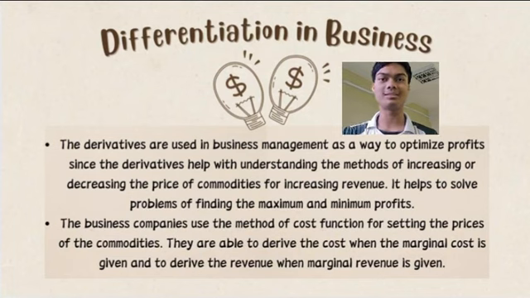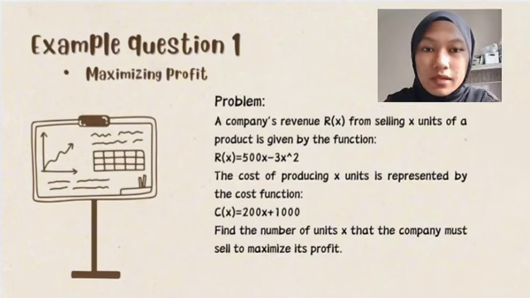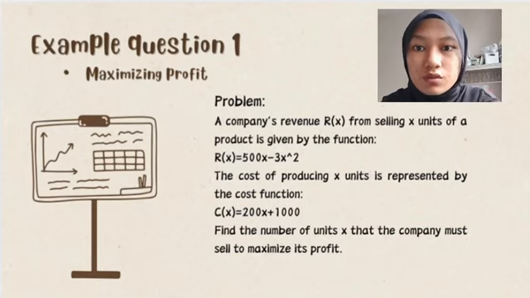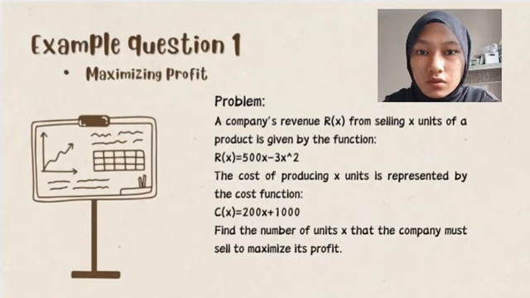Example question 1. Maximizing profit. One of the most common uses of derivatives in business is to maximize or minimize profit. A business typically wants to maximize its profit by finding the optimal level of production or sales. By using derivatives, businesses can find a point where the rate of change of profit with respect to the production or sales is zero, which indicates the maximum profit.